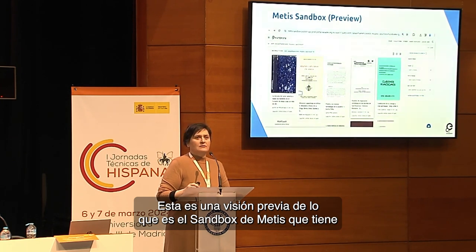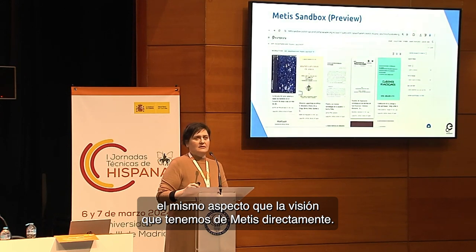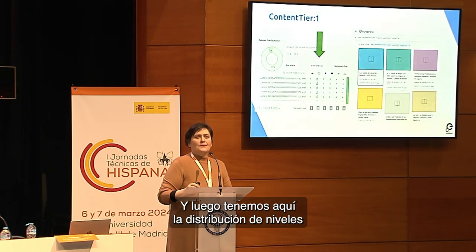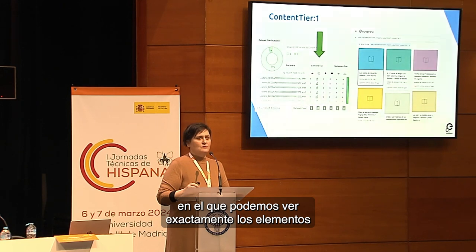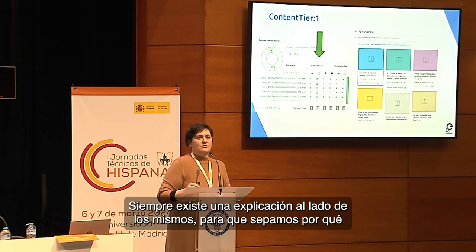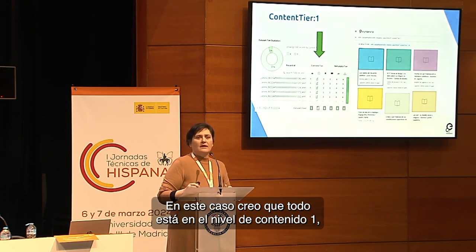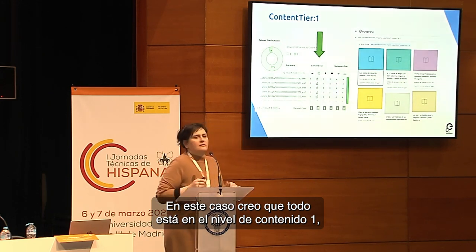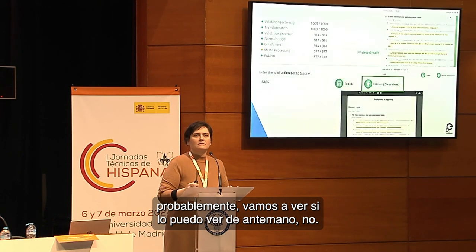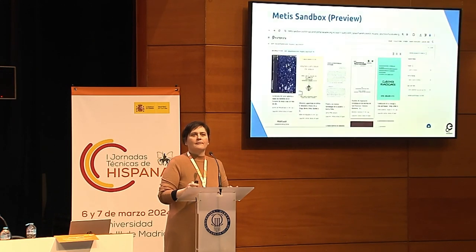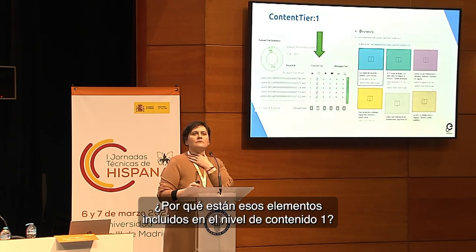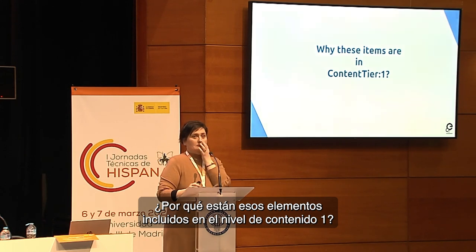This is a preview from the MetaSandbox. It looks exactly the same as a preview from Metis. Then we have here the tier distribution, where you see exactly the items and their quality. There's always an explanation next to it why a certain item was labeled as a certain tier, or a lower or higher tier. In this case, it's content tier one. Why are these items in content tier one?